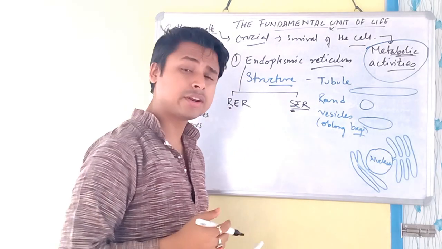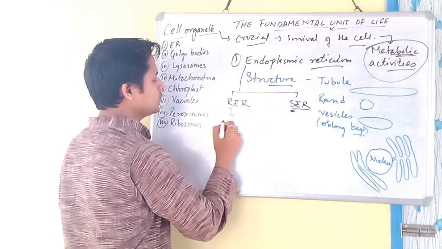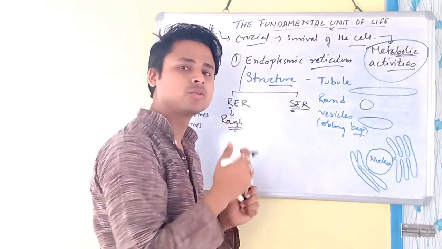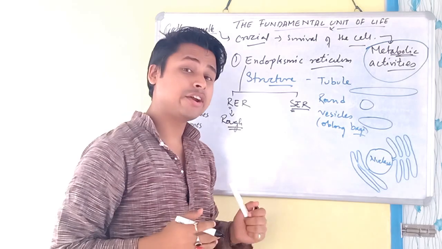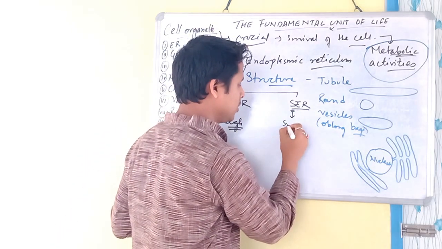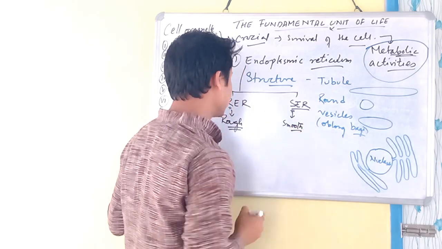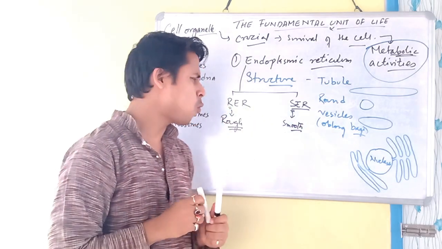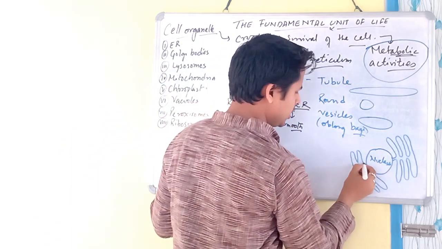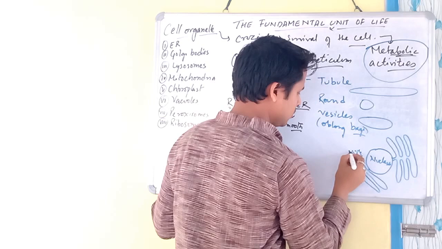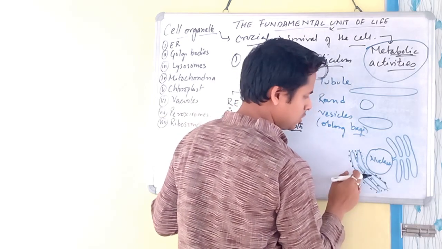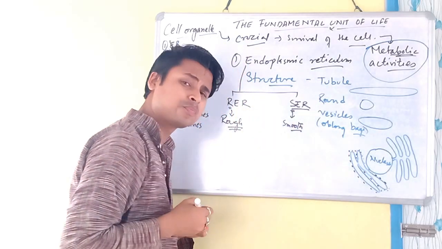RER and SER. What is R here, and what is S here? ER we can understand, endoplasmic reticulum. R stands for rough endoplasmic reticulum, and S stands for smooth. Why is it rough and why is it smooth? Now if I ask you to differentiate between this endoplasmic reticulum and this endoplasmic reticulum.